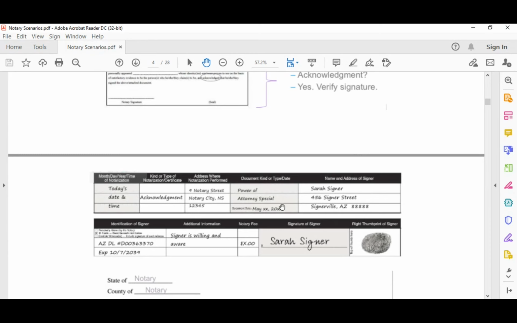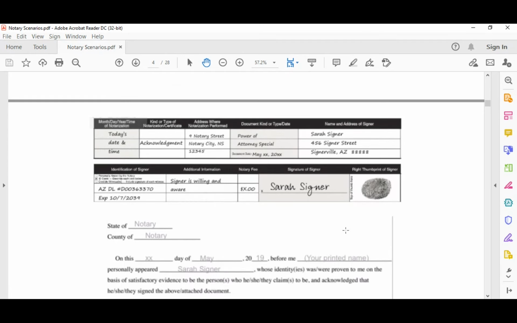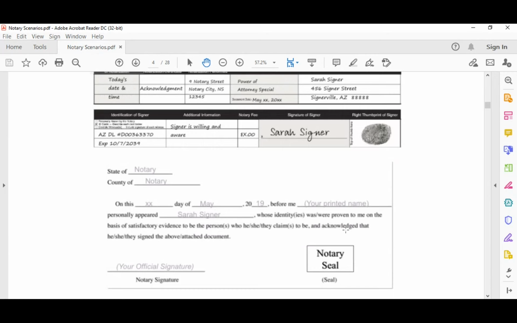You have a power of attorney, and the document date is going to be May, and let's just say today's date, 14, 2021. You put it as an acknowledgement, you put the date and time, you record the identification information for the signer, and you don't really need to put this, but they have it here that the signer was willing and aware of the signing. Put your notary fee that is given by your state, have them sign and collect the fingerprint if that is allowed in your state.